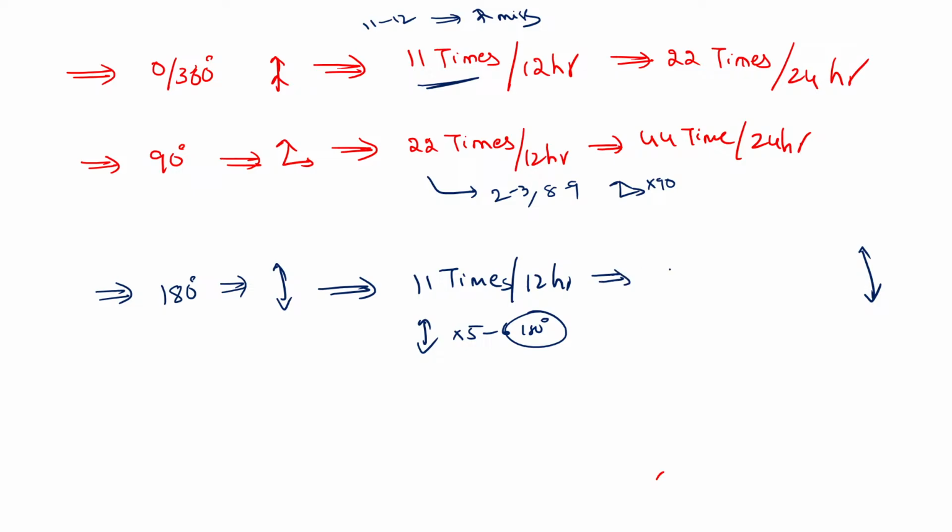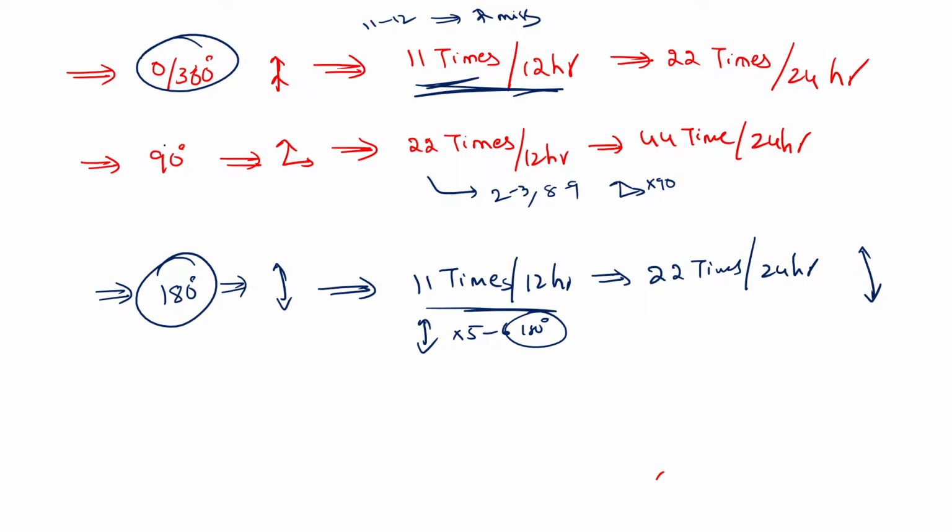So if it is a day, you are going to get 22 times for 24 hours. So remember guys, if it is 0 or 180, you are going to get 11 times for every 12 hours. If it is 90, you are going to get 22 times for every 12 hours. I am going to give you 1 minute. Try to observe what is on the screen. You need not explain them.